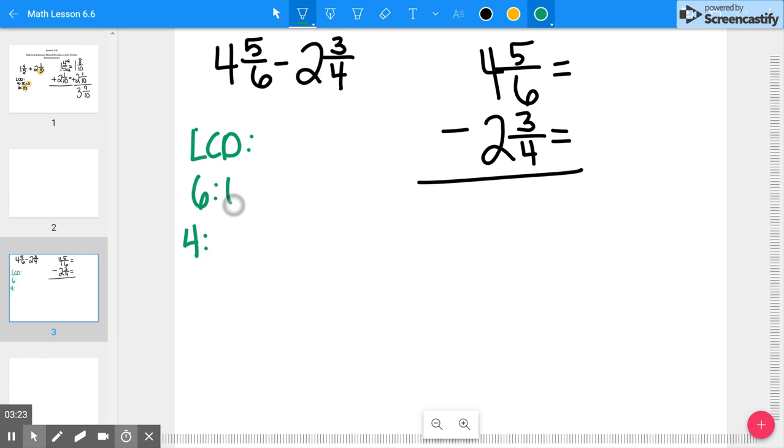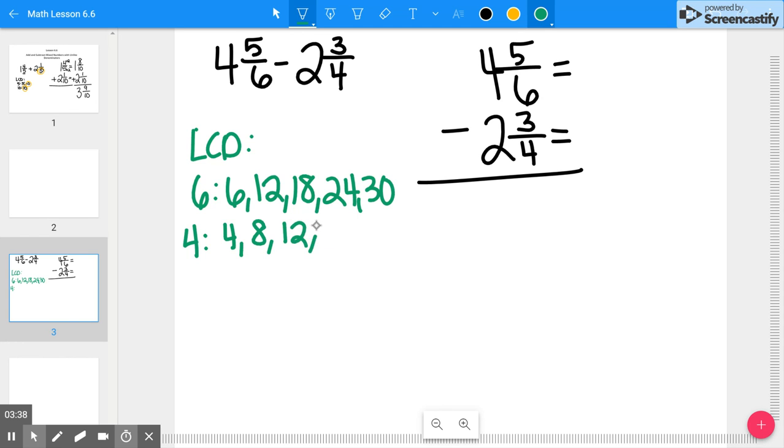So 6 times 1 is 6. 6 times 2 is 12. 6 times 3 is 18. 6 times 4 is 24. 6 times 5 is 30. 4 times 1 is 4. 4 times 2 is 8. 4 times 3 is 12. 4 times 4 is 16. 4 times 5 is 20. 4 times 6 is 24. So now I'm going to look for common multiples. I see that I have 12 the same. I also see that I have 24 the same.